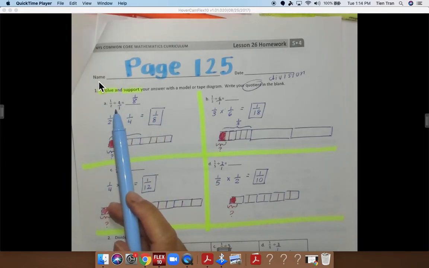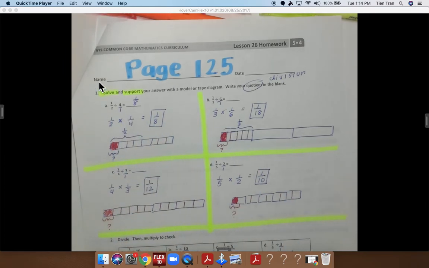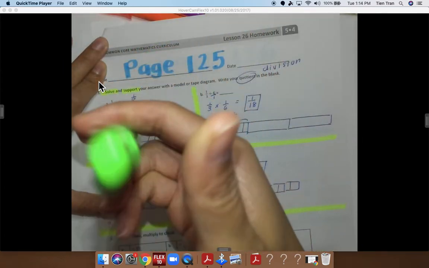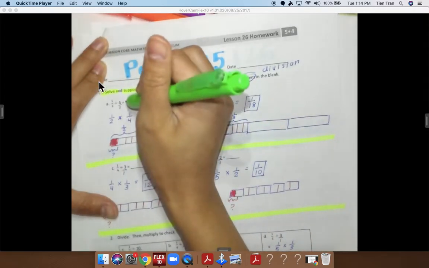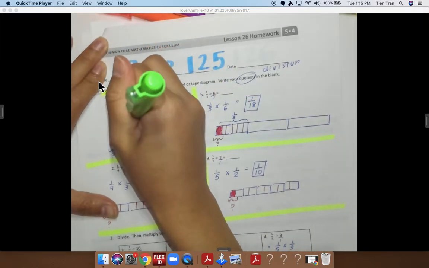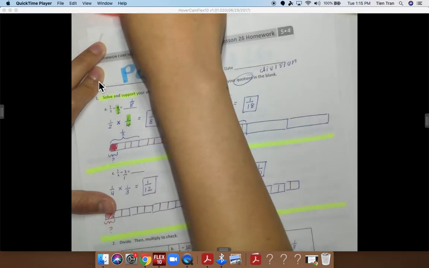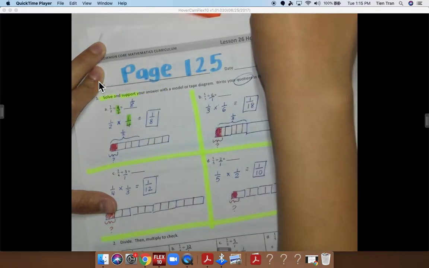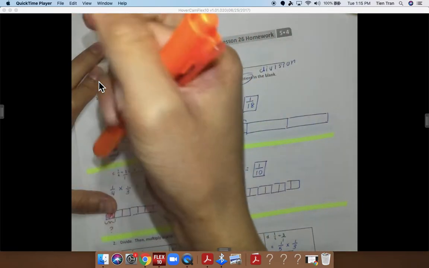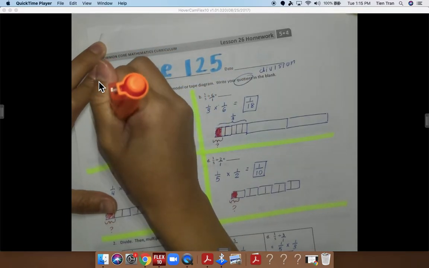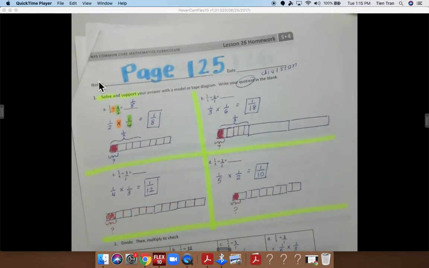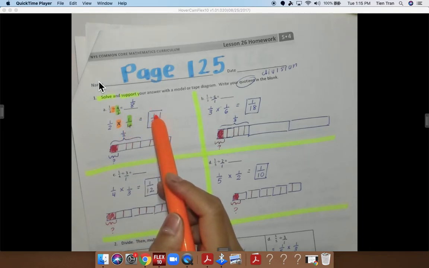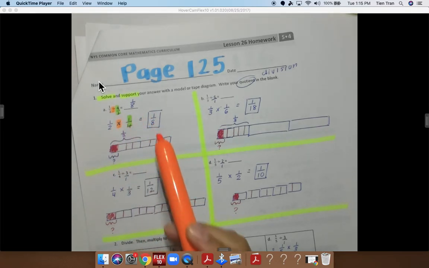What we're going to do is flip the number 4 to 1/4, and we're also going to flip the division sign into a multiplication sign. And then you're ready to multiply. 1 times 1 is equal to 1, and 2 times 4 is equal to 8.